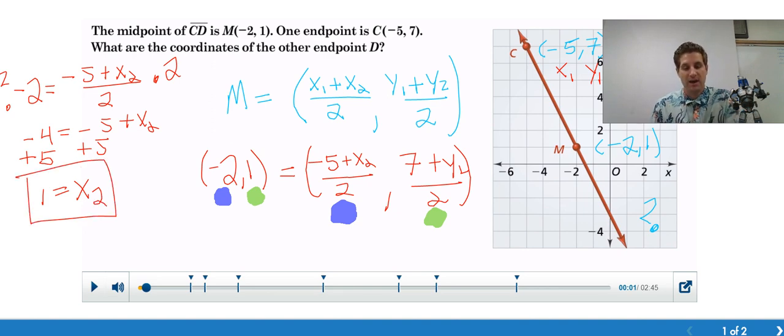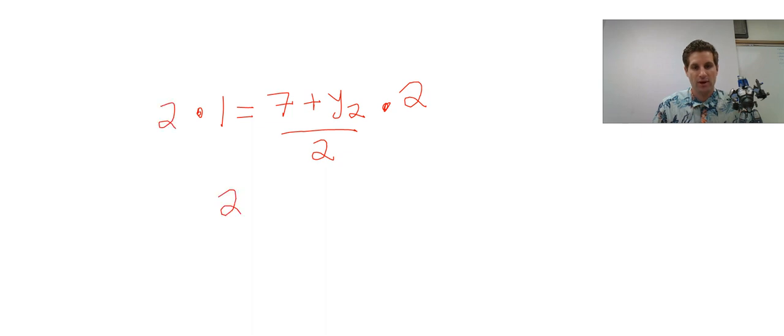All right. Now we've got to fill in the next piece of the equation. I'm going to flip over to a new sheet of paper so you can follow with me. We're going to do 1 equals 7 plus y2 divided by 2. Multiply both sides by 2, so we get 2 equals 7 plus y2. Subtract the 7 and we should get negative 5 equals y2.